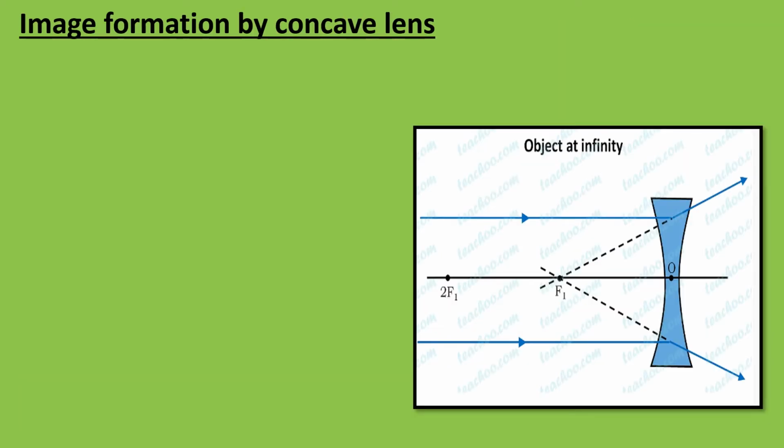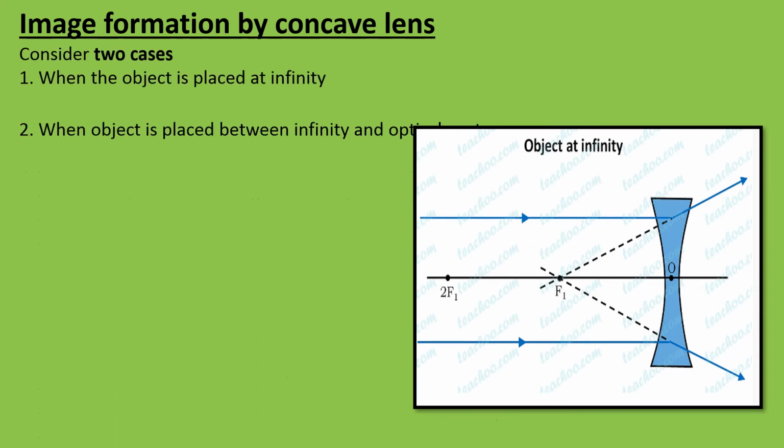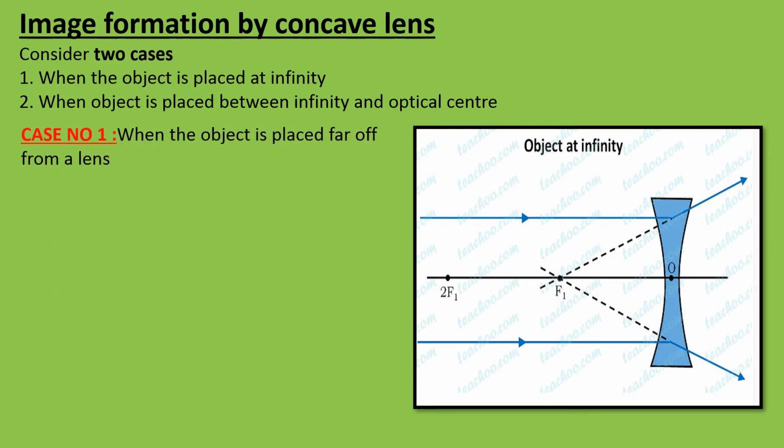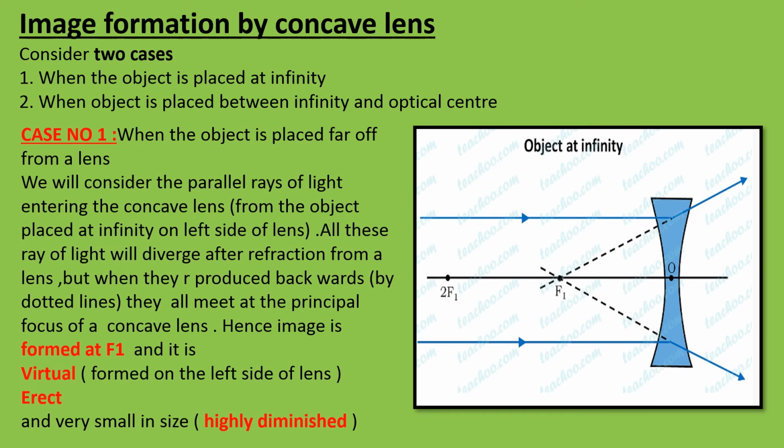Image formation by concave lens. Here we'll consider two cases corresponding to two object positions. Case number 1: when the object is placed far off from a concave lens, the image will be formed at the principal focus of a concave lens. Let us see how the image is formed.